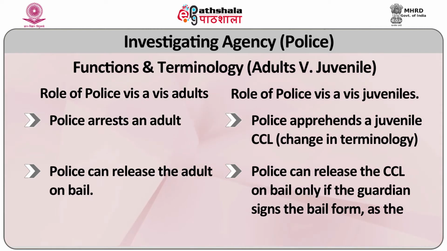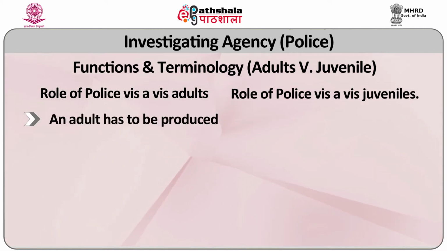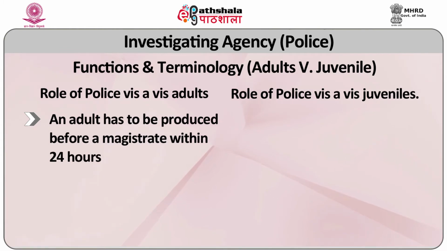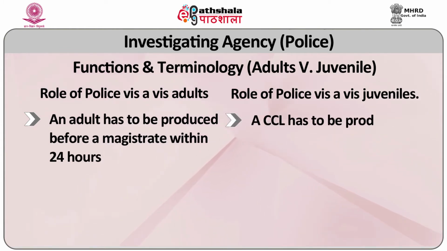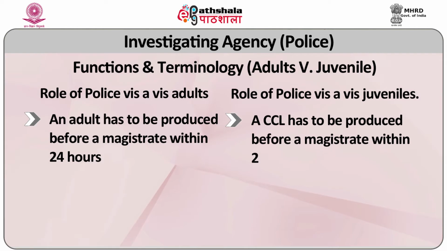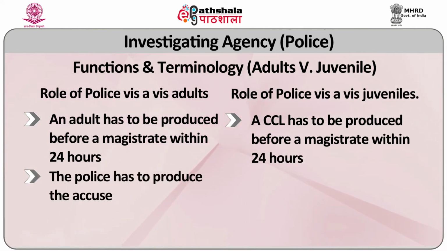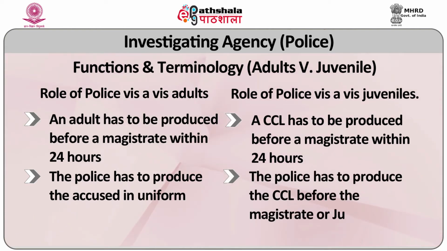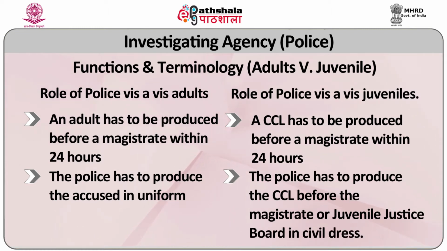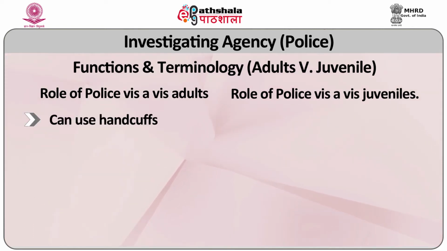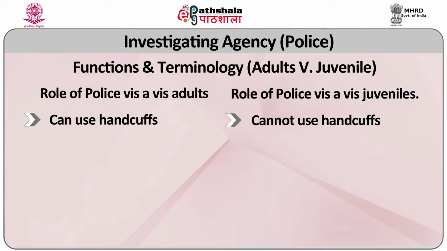bail form. An adult has to be produced before the magistrate within 24 hours, and so does the child have to be produced before the magistrate within 24 hours. The police can produce the accused in the uniform in an adult system. However, in a juvenile justice system, the police has to produce the CCL before the magistrate or the juvenile justice board in civil dress.